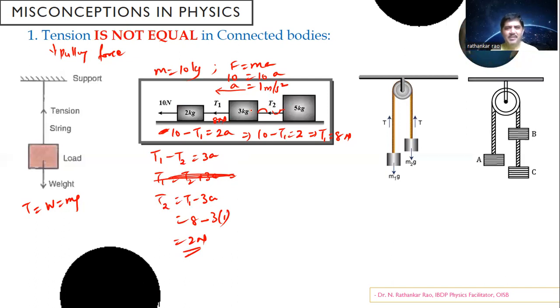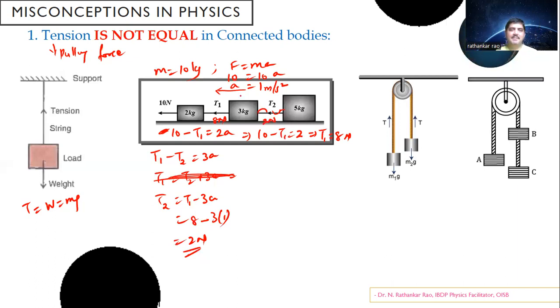Okay, logic. Most of the physics problems, you can solve without using math. Okay, if you use math, it's boring. If you use logic like this, it becomes easier. Okay, so 2 Newton is the force over here. Now you observe that T1 and T2 are not one and the same.